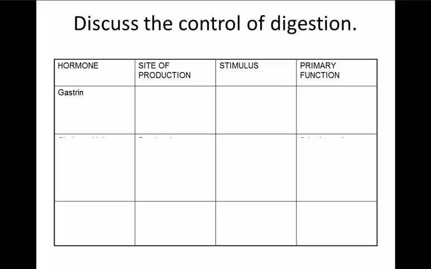So we can start with gastrin. Gastro is referring to stomach, and so the site of production is the gastric mucosa, that inner lining of the stomach. The stimulus is the presence of food in the stomach, and also high amounts of protein in the food that's being found in the stomach.